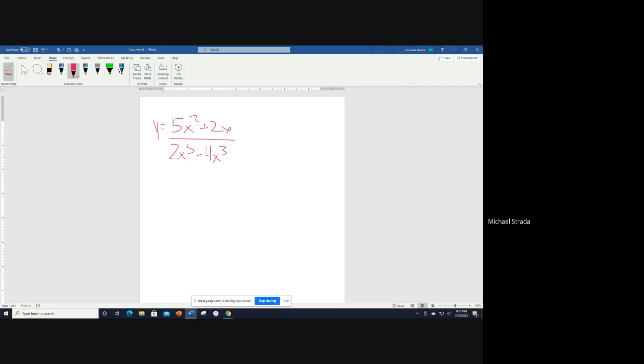All right. So up top, they both have x's, so we're going to pull that out. We're going to have 5x plus 2. If we look in the denominator, we're going to pull out 2x cubed. That gives me, once again, x squared minus 2. What that tells me is I got a hole at 0 because the x's cancel out. So x equals 0 is a hole.